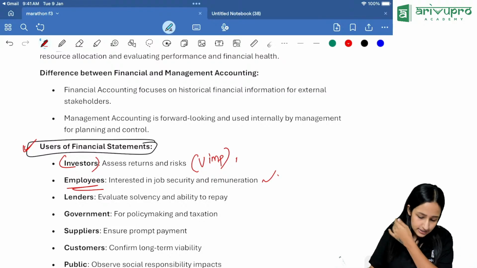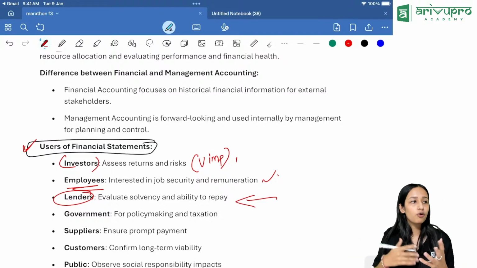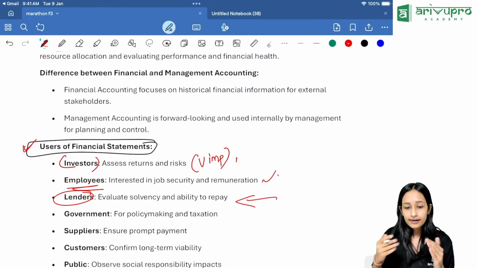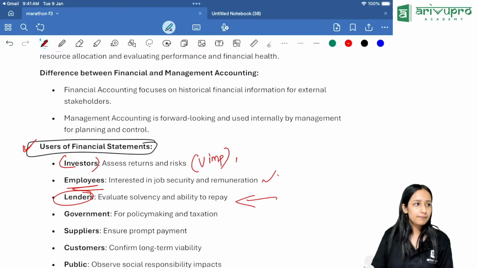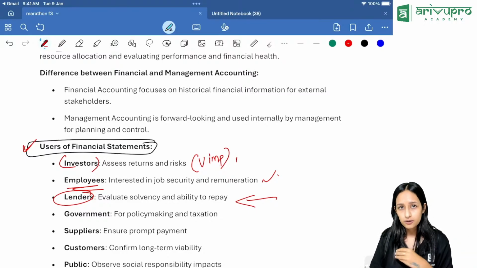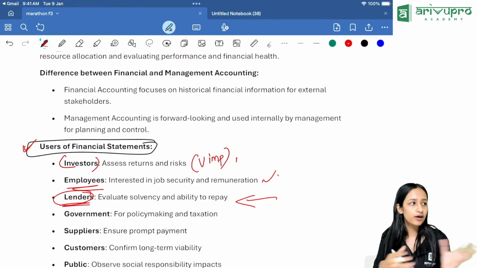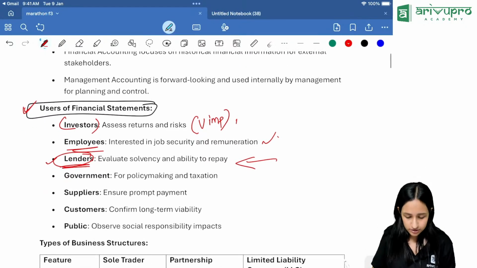Got it? Next, lenders. Lenders are the people who give us money, who we borrow from. Why do they want to know about our financials? Because they need the assurance that we will eventually pay them back. If we cannot pay them back, they will try to take money from us right now. So the moment they get a sniff of something happening, they are going to take their money back. Got it? So that's why lenders need to understand our financials as well.